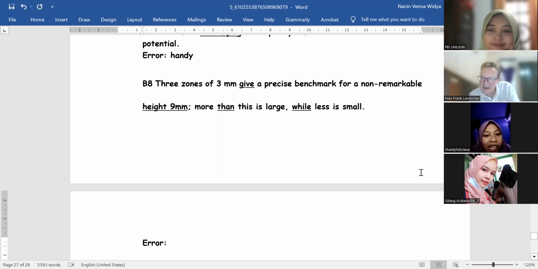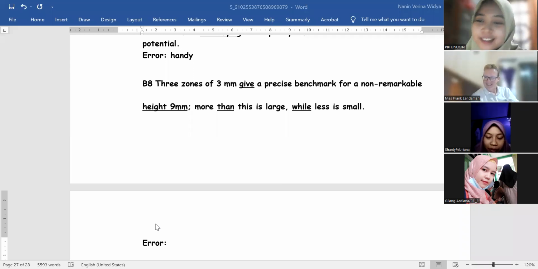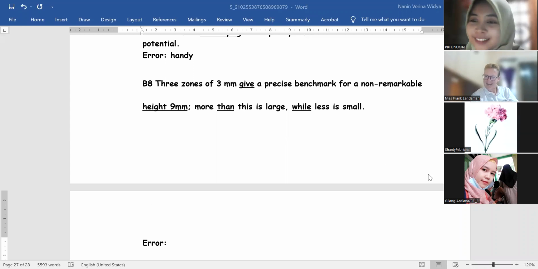Who's the lady in pink at the bottom? Ada yang pakai pakaian pink yang merah muda, siapa? Di bawah Miss Febriana. Ya, Mbak Gilang. I can't see the name. Ya. Mbak Gilang kayaknya. Oh yeah. Miss Riza. Ya.